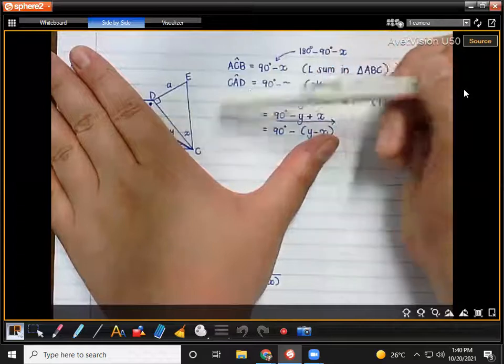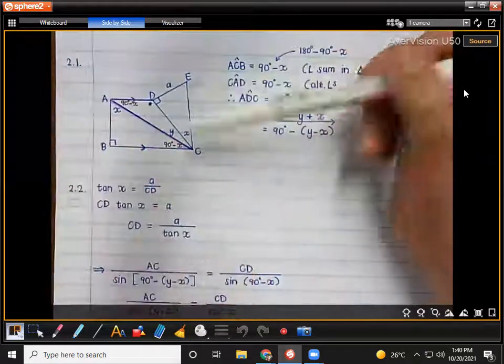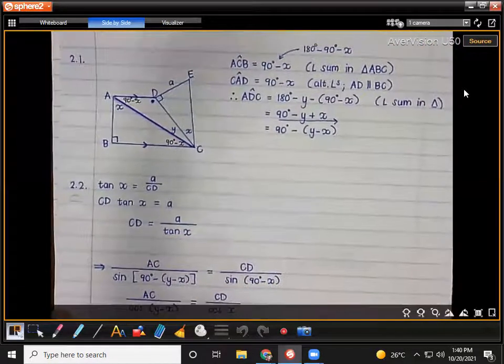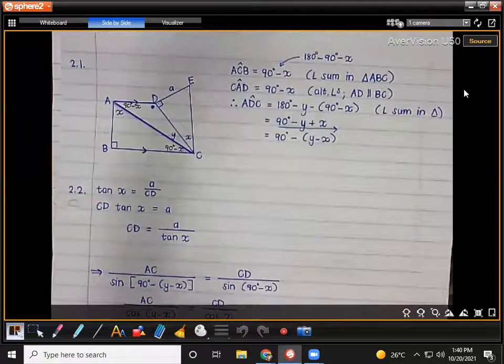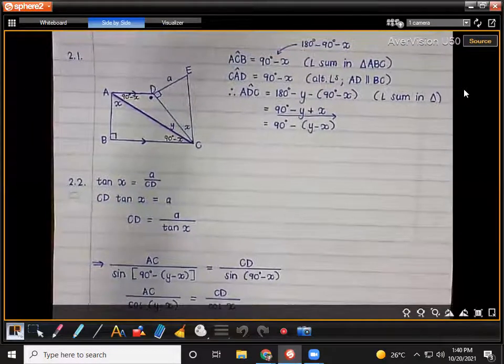Tan. So tan of x is a over CD. Right, you can look at those three lines there. That is what I did to get an expression for CD, which I need in order to use sine rule.